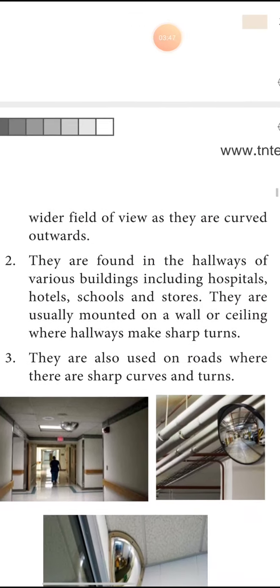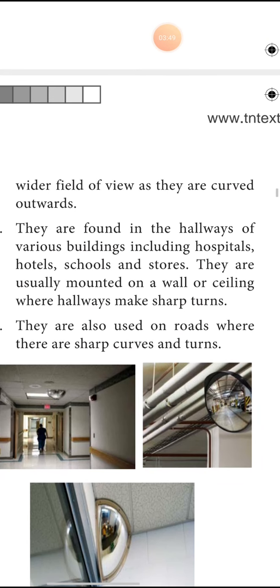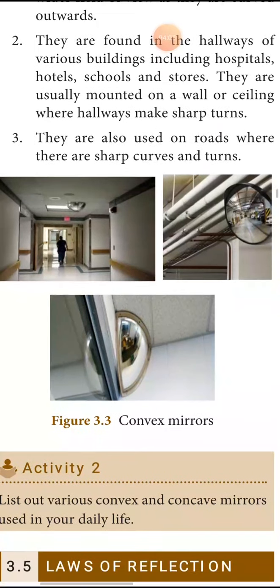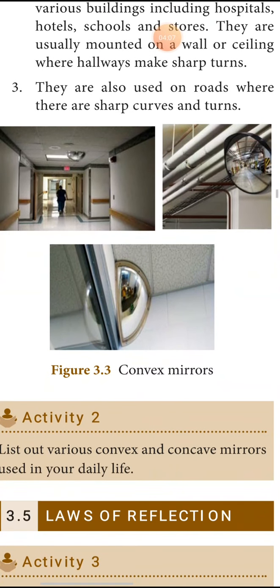They are found in hallways of various buildings including hospitals, hotels, schools and stores. They are usually mounted on a wall or a ceiling where the hall makes a sharp turn. They are also used on roads where there are sharp curves and turns. These are all the uses of convex mirrors.